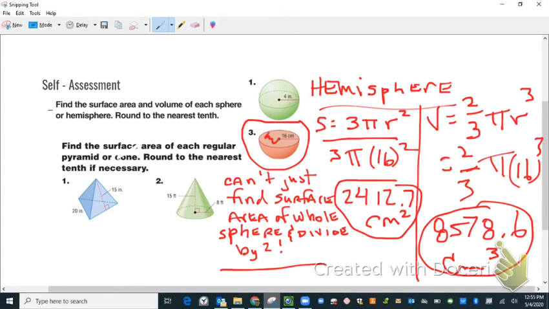So that's how you work with hemispheres. They're kind of unique, pretty cool. Don't forget, you can't just take the overall surface area and divide by 2, but you can do that with volume. Pretty neat little deal.